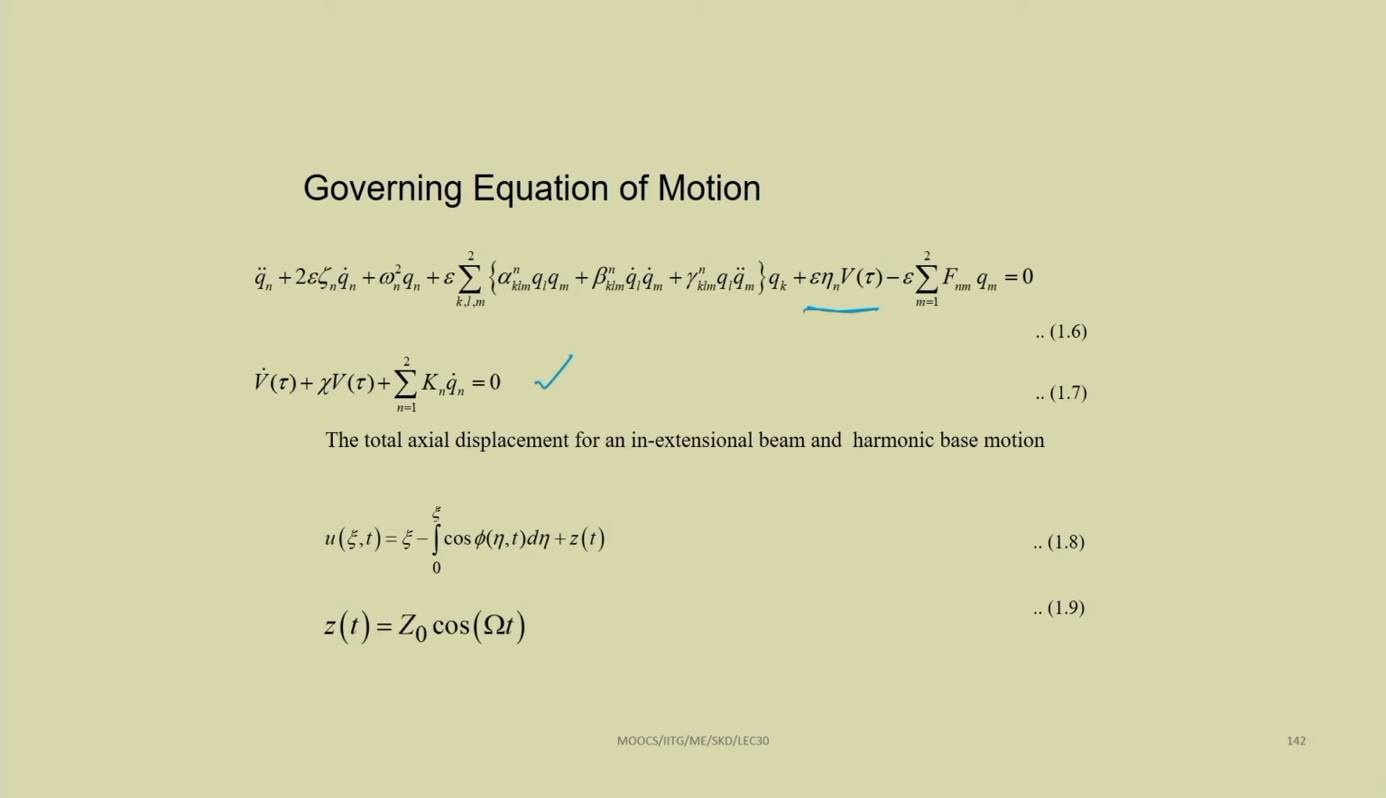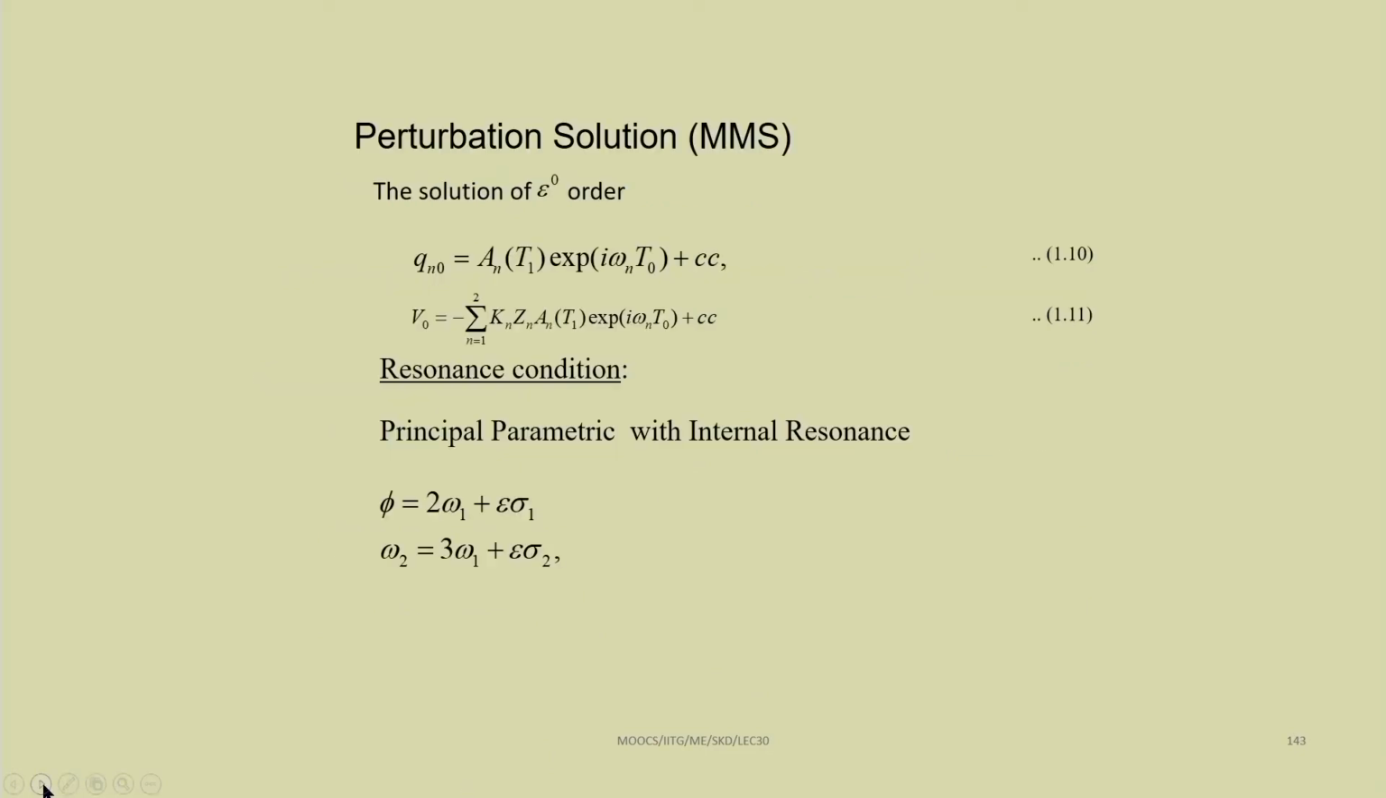We can apply the inextensibility condition. So, you can note that we have applied this inextensibility condition, that is u(zeta, t) equal to zeta minus the integral from 0 to zeta of cos phi(eta, t) d eta, plus z(t). So, we have used this inextensibility condition to derive this equation of motion. Also, we have taken z(t) equal to z0 cos omega t in this analysis.